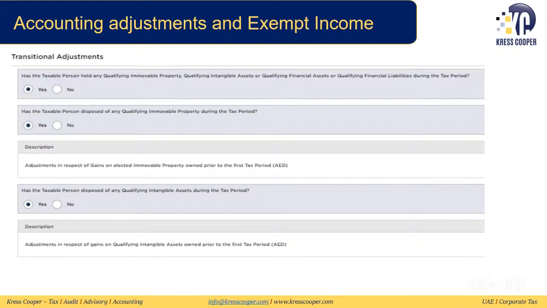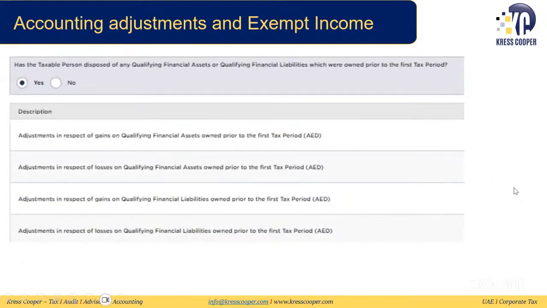Has the taxable person disposed of any qualifying intangible asset during the current tax period? If the answer is yes, again, the adjustment has to be made for those qualifying intangible assets that were owned prior to the first tax period. And then again, separately for qualifying financial assets and liabilities, this information will have to be given, that is, if we have disposed of in this tax period any of the qualifying financial assets or financial liabilities. If the answer is yes, we need to give the value of the adjustments, of the gains and the losses, for both financial assets and liabilities which were owned prior to the first tax period.